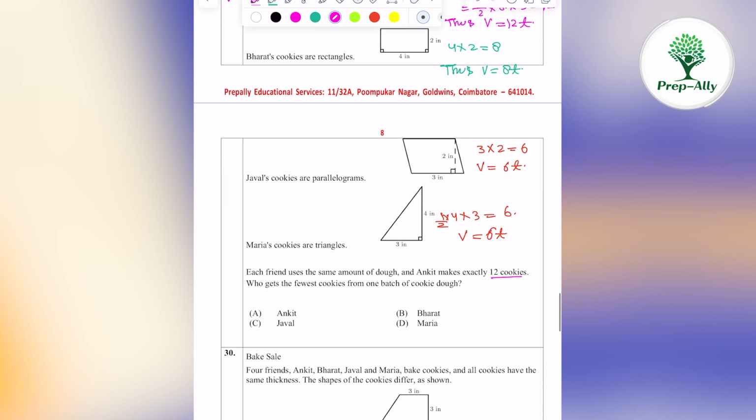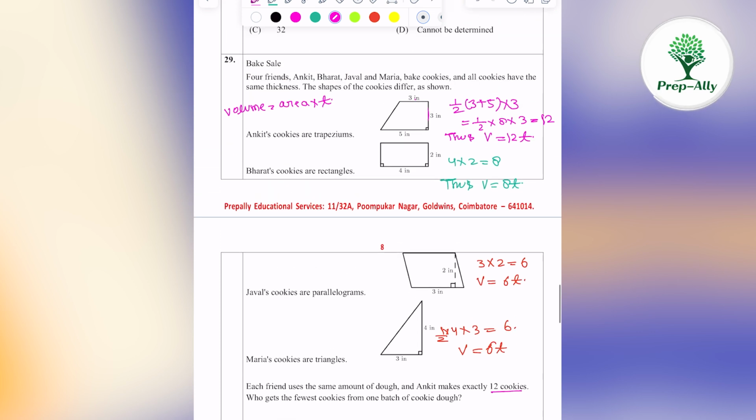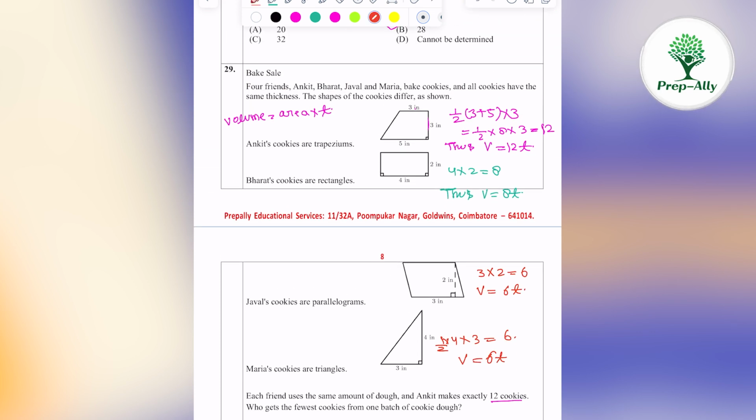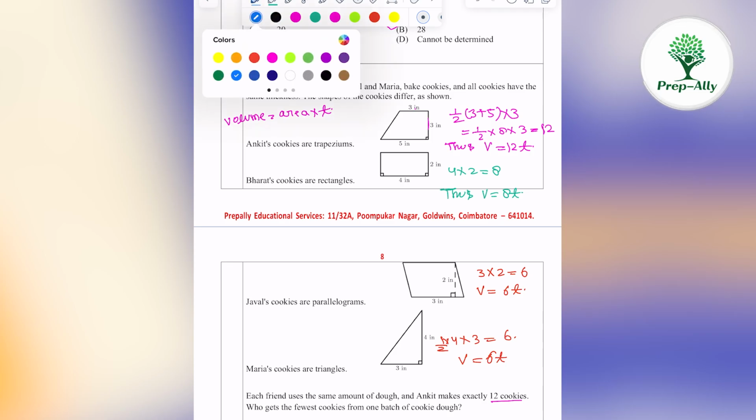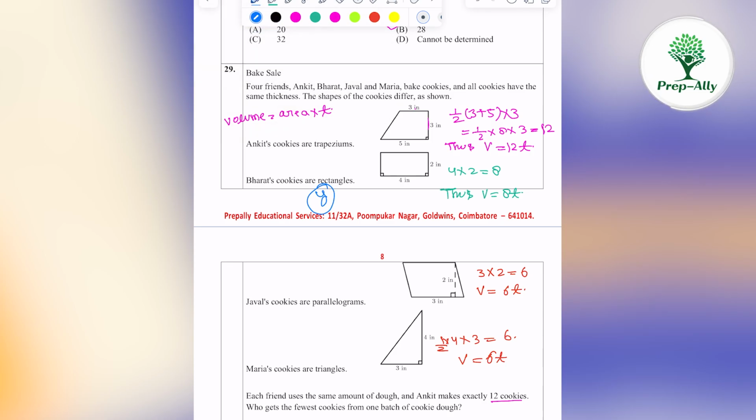Now here they are giving the same amount of dough. Let us assume they are given y amount of dough, basically this is the volume. So how many cookies can they form? Ankit can form y upon 12t, because for one cookie they require 12t volume. Bharat can form y upon 8t, and the others can form y upon 6t and y upon 6t.